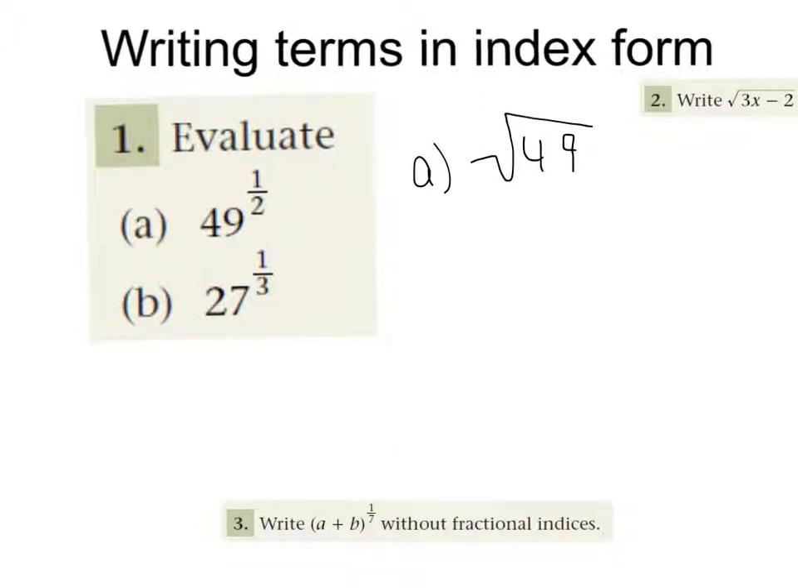Now a square root could be written like that, or it could be written with a little 2 at the top. There's no difference there. Now the square root of 49, well that's 7. So that's our simple answer. And if you put that into your calculator, that'll also work.